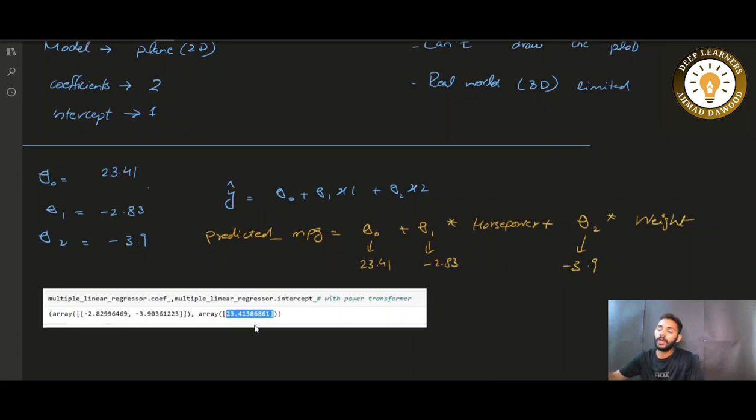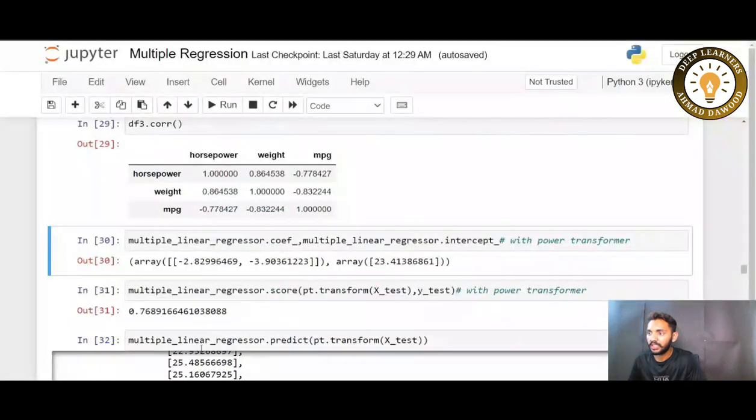Now you just have to pass the horsepower value and weight, any value of horsepower and weight, and you will get some predicted value of miles per gallon. So during the training part, you have calculated the parameter values here. Now you can say you are done with the training.